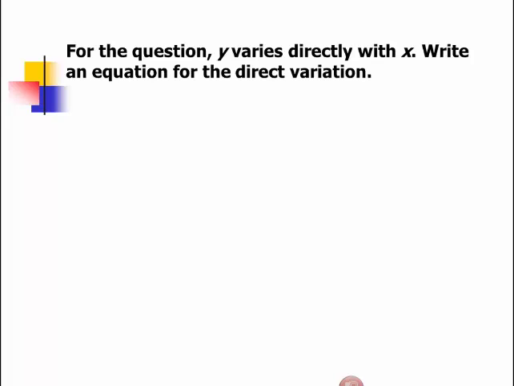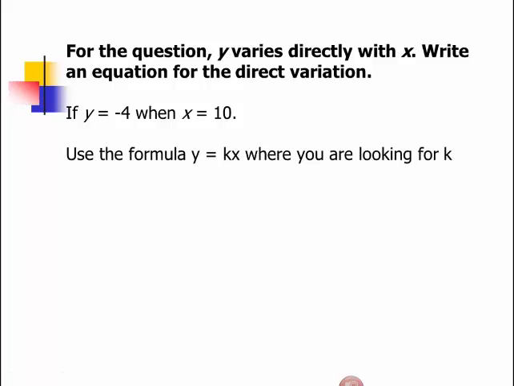Okay, so let's look at this one. Y varies directly for x. Write an equation when y is -4 and x is 10. So remember, what's my original equation for that direct variation? Y equals kx. I'm looking for k. Always looking for k. So my y is -4. I plug that in for y. My x is 10. I plug that in for x. Now this says -4 equals 10k.